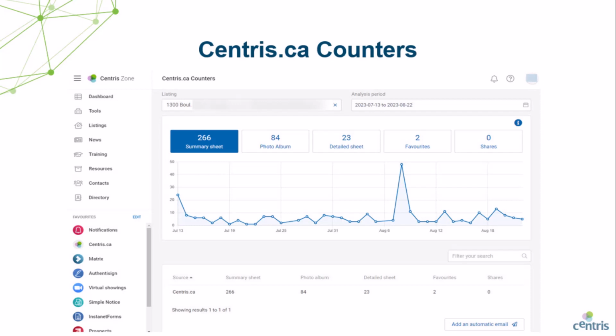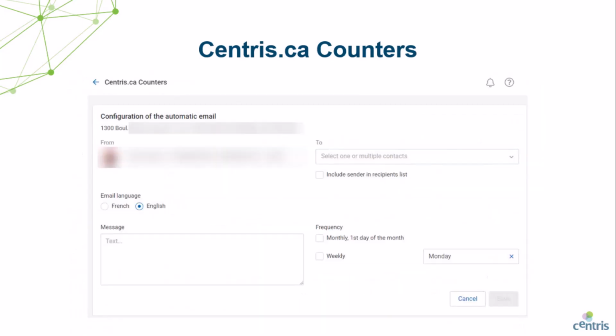Okay, so people have seen it. They're not looking at the pictures anymore. They're not looking to have the detailed sheet. Okay, so you can create this automatic email, and it's an easy way for you to follow up with your clients in an automated way, so without you actually having to do it every week. So this takes out a lot of work and saves you time, but also gives your client a good experience.